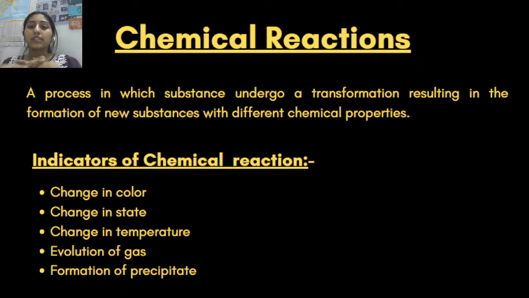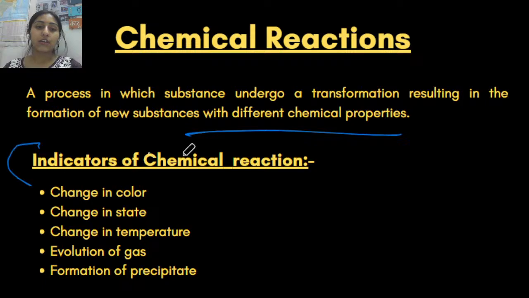Now coming to our topic, that is chemical reactions. A chemical reaction is basically a process in which a substance undergoes a transformation that results in the formation of a new substance with different chemical properties. So the chemical properties of a particular substance are getting changed over here. When we are discussing chemical change, a chemical change is taking place in that particular reaction. So these are the chemical reactions.